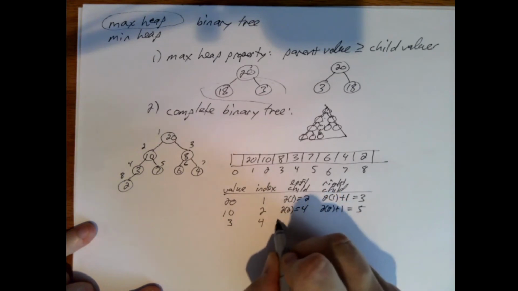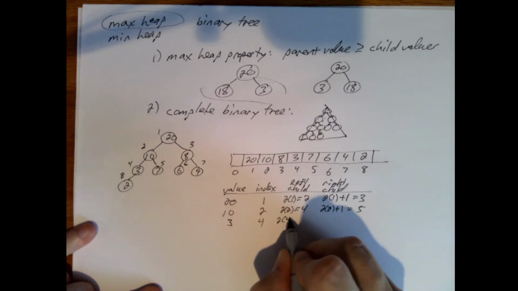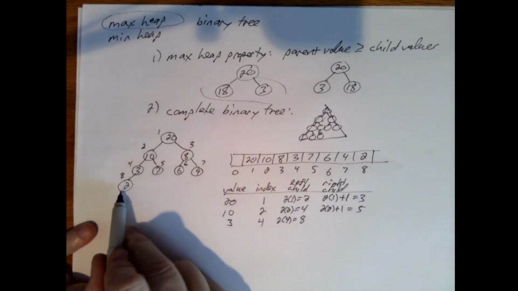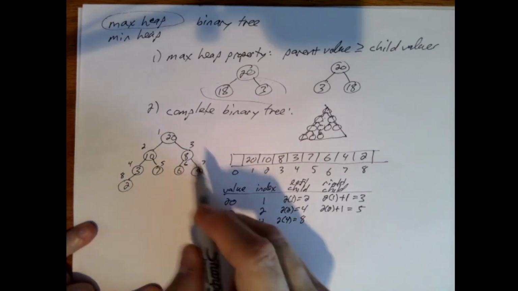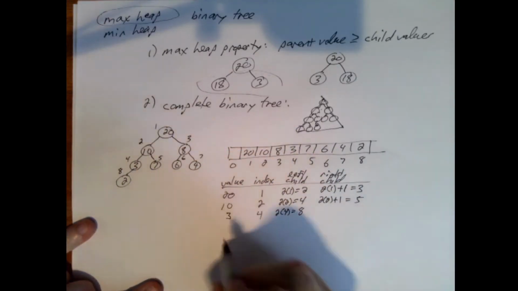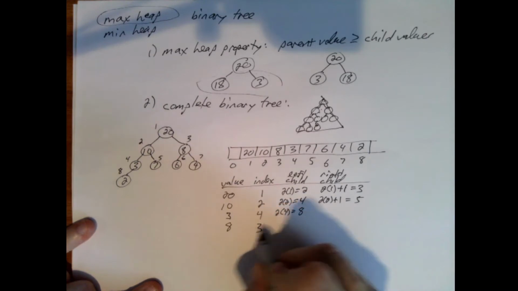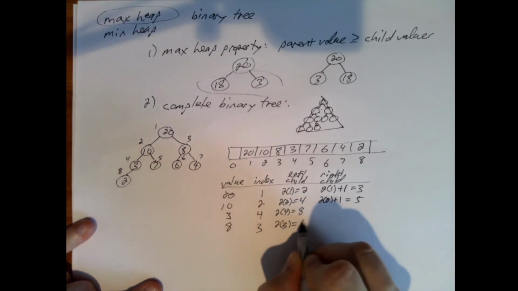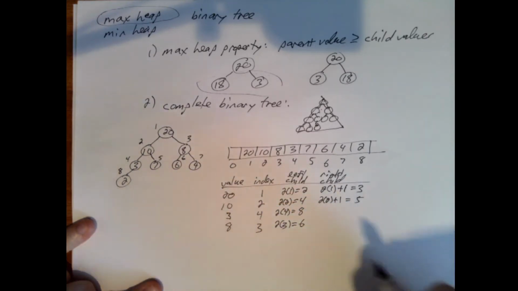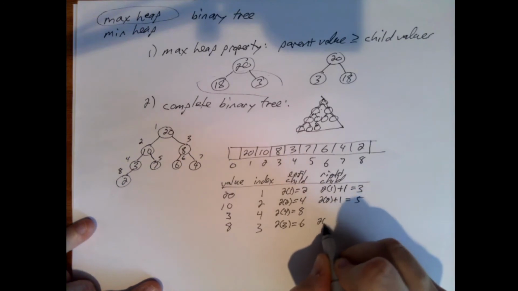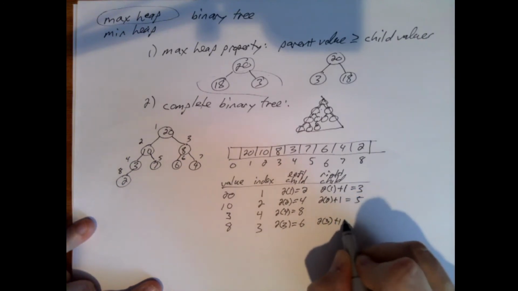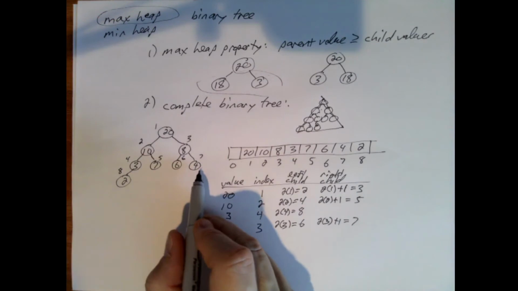Index 4. 2 times 4 equals 8. There's this left child. And then we'll just do one more. We'll look at the 8 here. The 8 has index 3. 2 times 3 equals 6. Yep, that's what the 6 has. And then 2 times 3 plus 1 equals 7. That's the value of the 4.